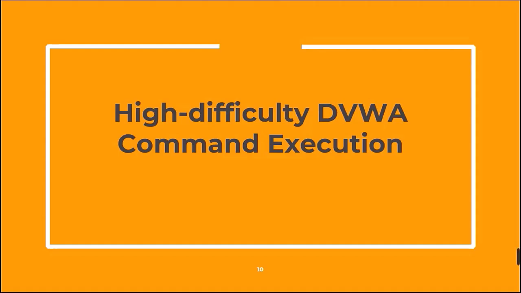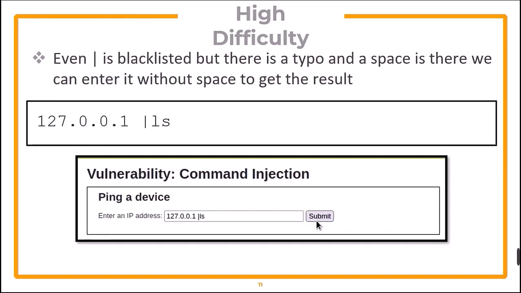Now, let's get an overview of high difficulty command execution. In this difficulty, even the pipe is blacklisted, but there is a typo and the space is there. We can enter it without space to get the same results.